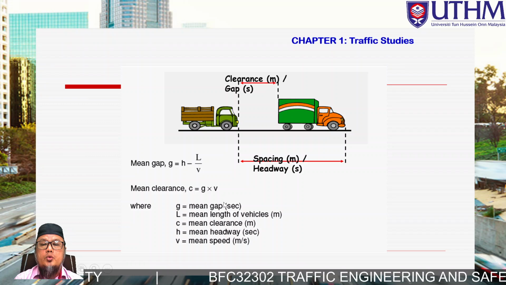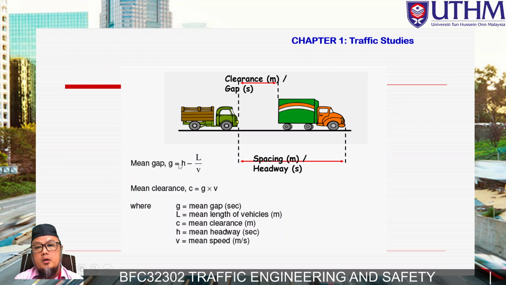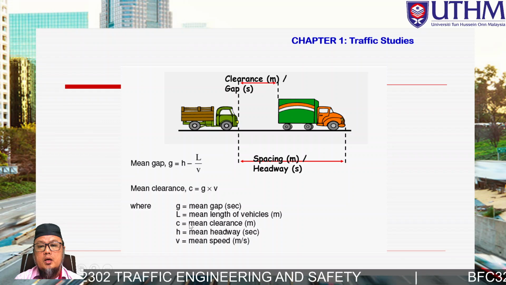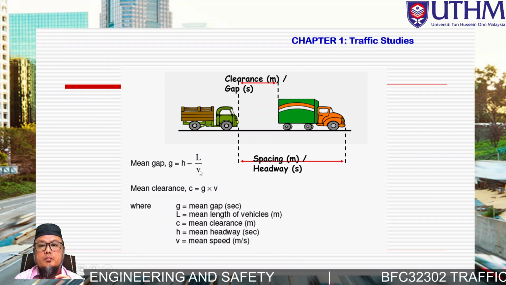So here we have a relationship to determine the gap and clearance. So here we have G representing gap equal to H, headway, okay, minus L, the average length of vehicles, and also V, which means speed.